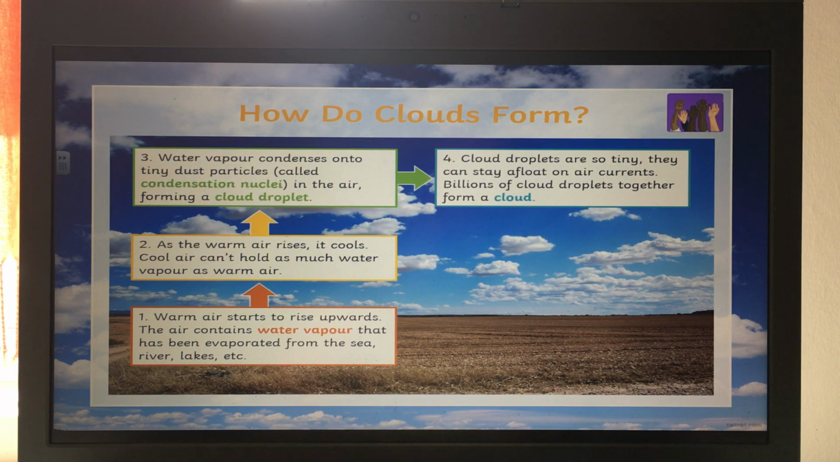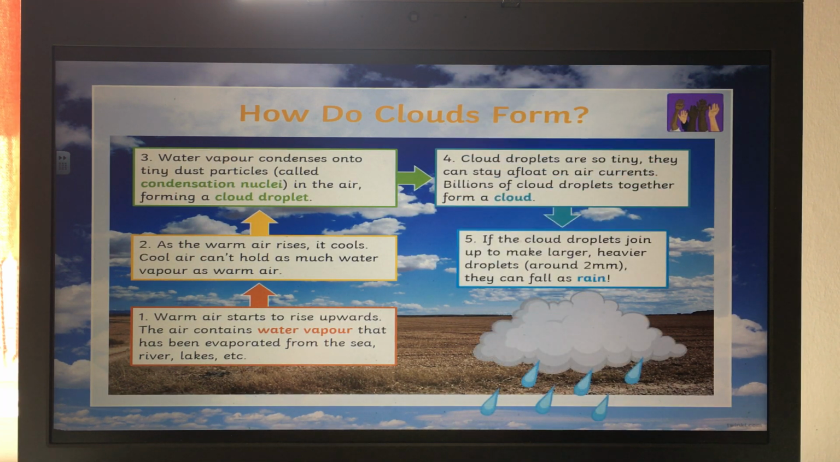Those cloud droplets are so tiny they can stay afloat on air currents. Billions of cloud droplets together form a cloud. If the cloud droplets join up to make larger, heavier droplets, so around 2 millimetres or more, they can fall as rain, the posh word of which is precipitation.